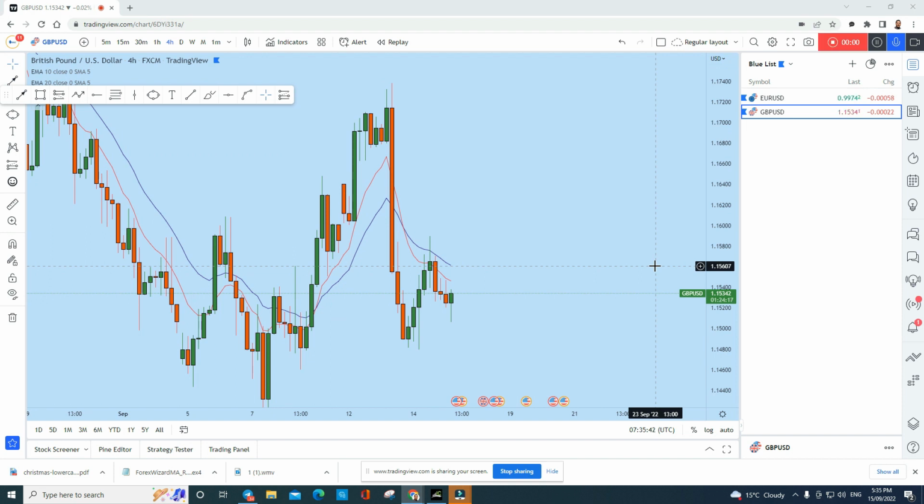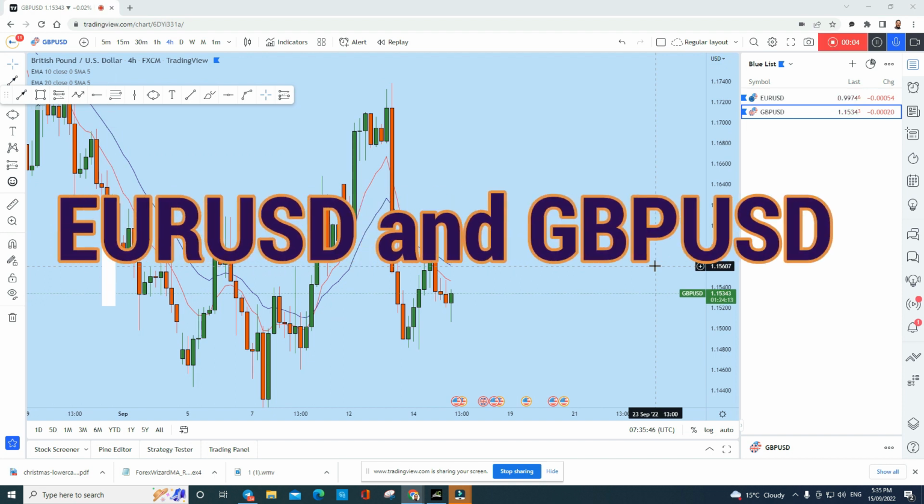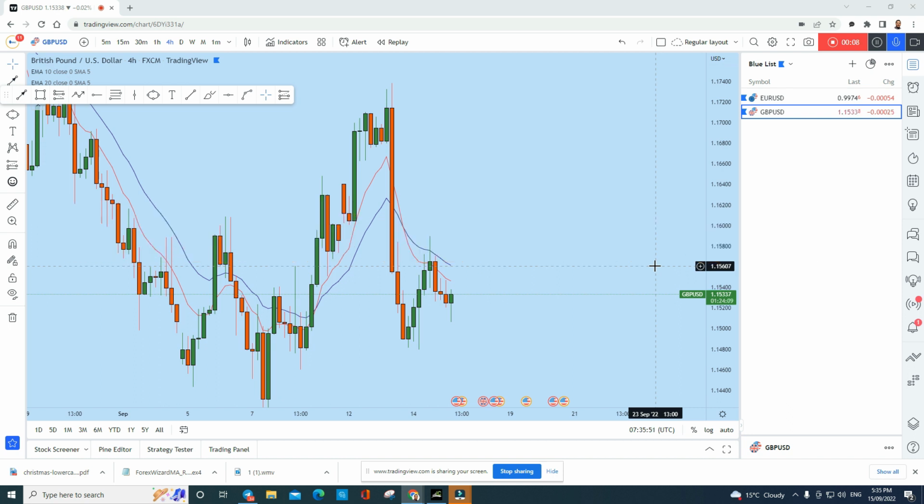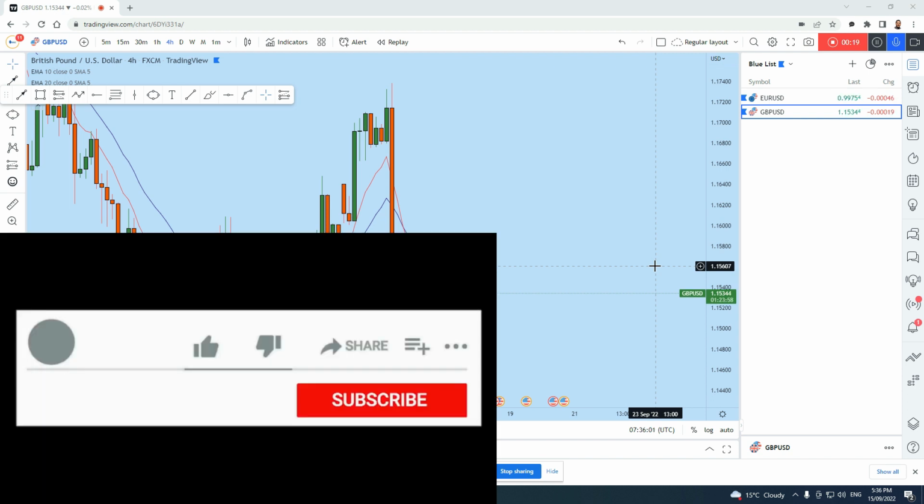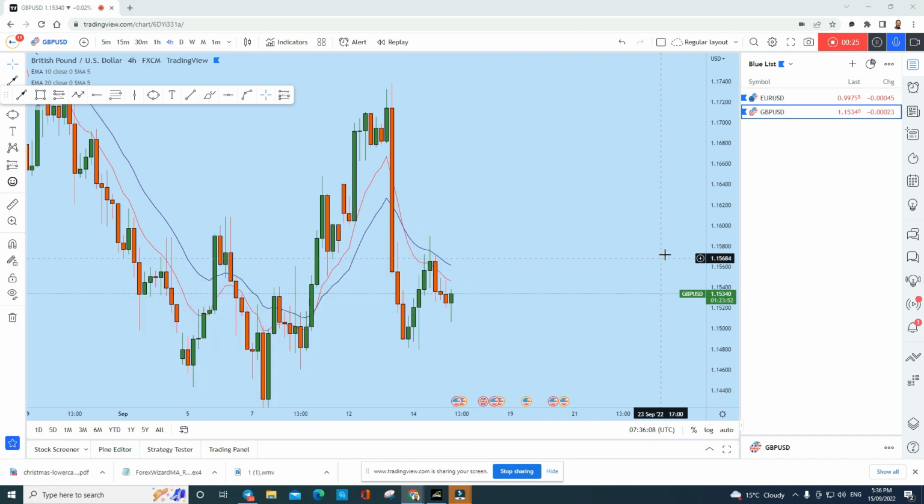What's up, traders? Let's do a complete multi-time frame analysis of British pound US dollar and euro dollar. Let's see what kind of trading opportunity we currently have in both of these instruments. As you can see, GBPUSD and euro dollar are giving us a significant trading opportunity from the lower time frame perspective. Before we discuss what it is, let's do a complete multi-time frame analysis, then we'll come back to this time frame to see how we can trade both of these instruments.